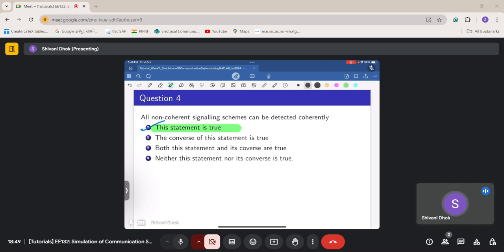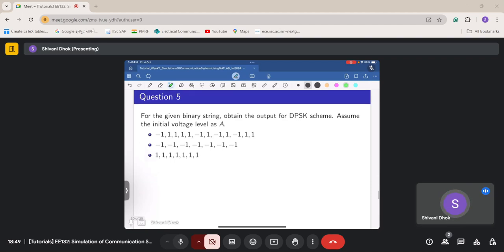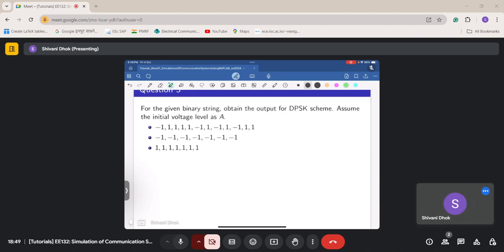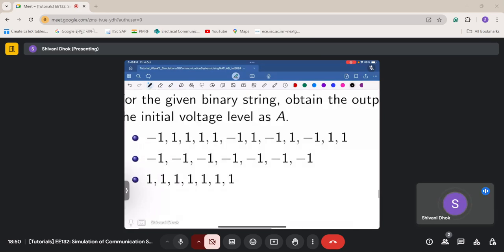Okay, if it is clear, then let me move on to the next question. Here I'll just modify this a little bit. Instead of doing -1, I'll take it as 0.